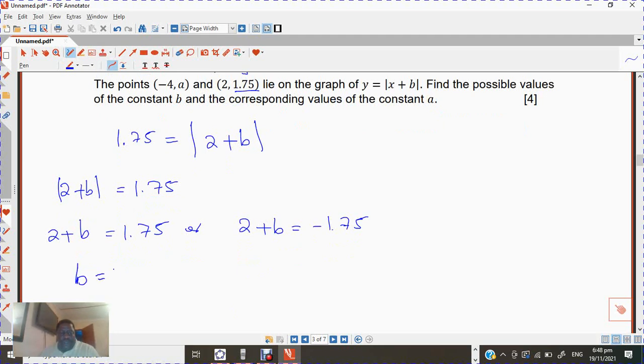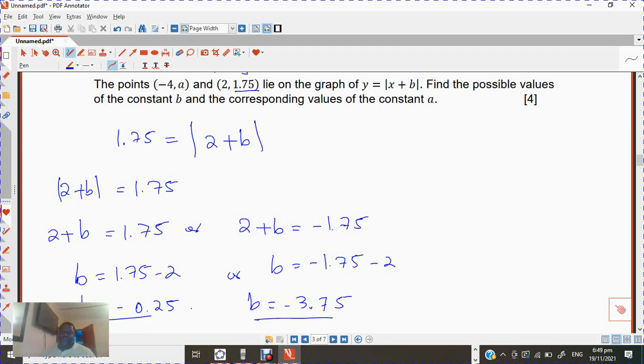Then you can go ahead and solve for b. Here you'll have b equals 1.75 take away 2. So b here will be negative, if I'm not mistaken, 1/4. Or you have b equals negative 1.75 take away 2, which gives you negative 3.75. So b is negative 3.75. So we now have the values of b.